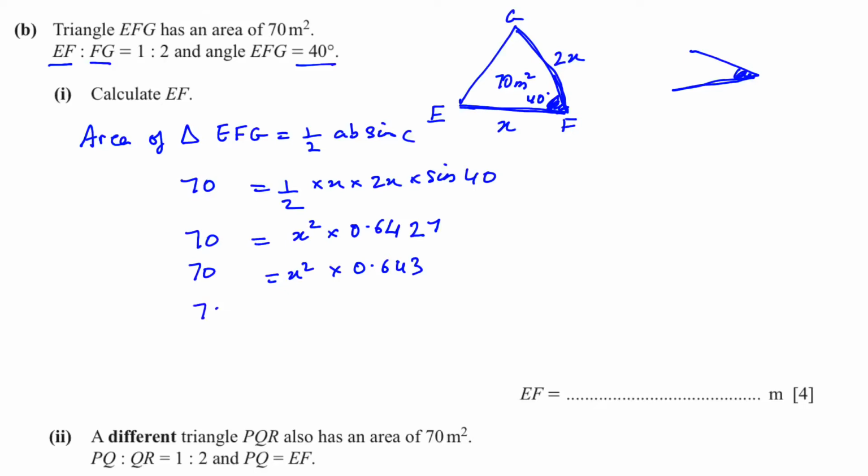To find x, divide 70 by 0.643, because this is a multiply here and there's a square here, so we are going to square root the answer to get x, and we have our answer as 10.4. So x is equal to 10.4 meters.